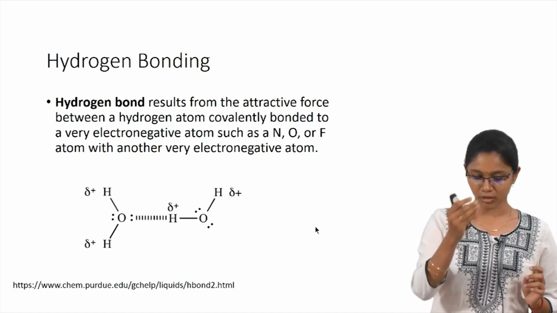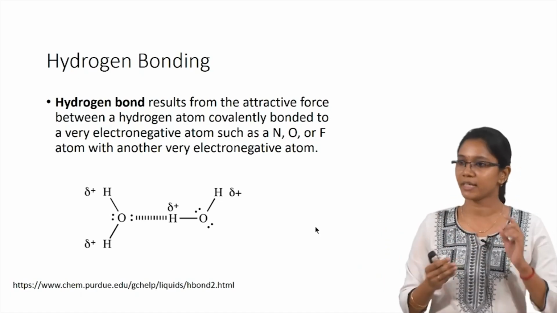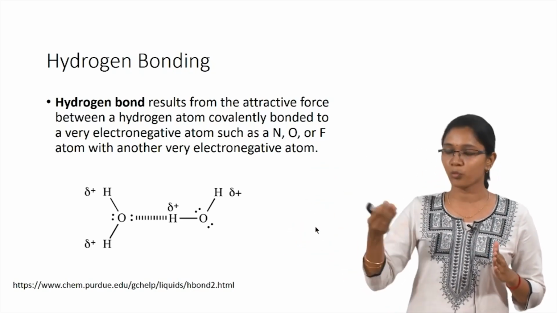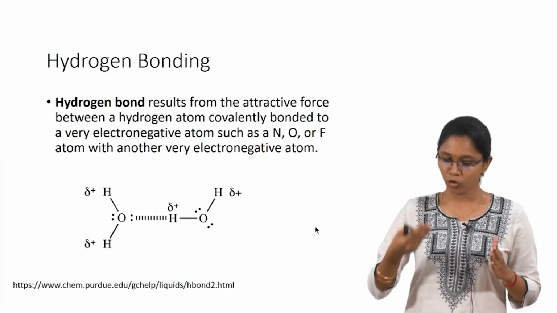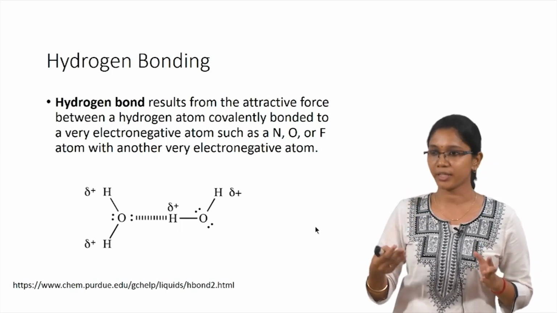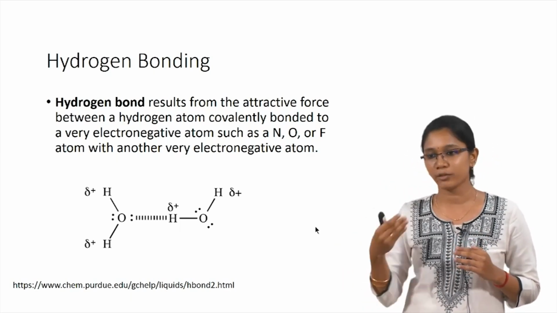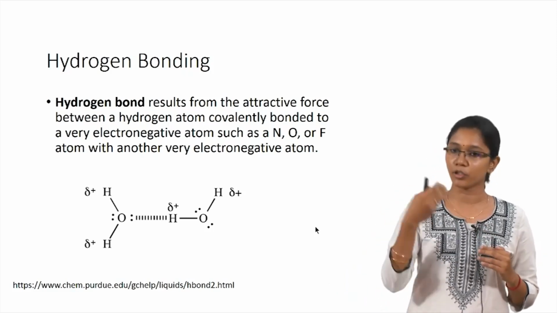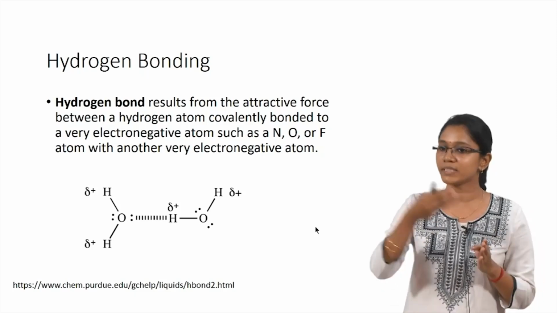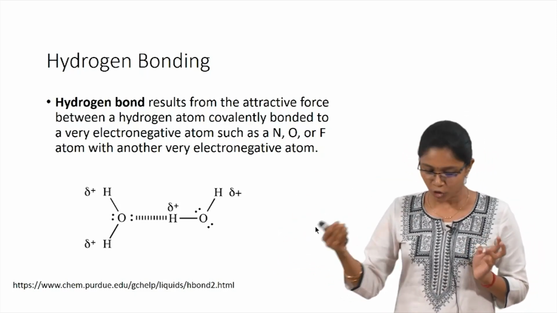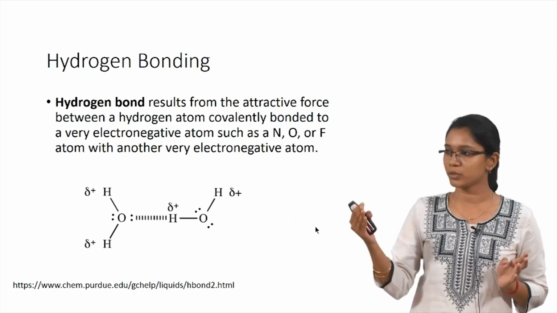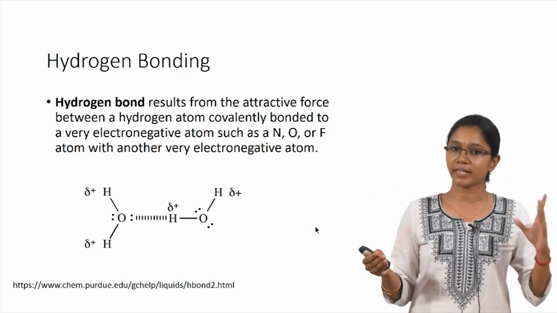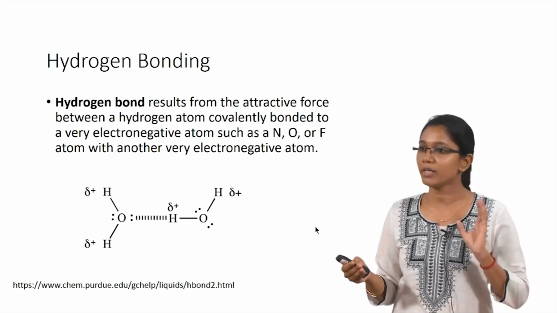There is the oxygen which has a lone pair of electrons. That is the highly electronegative atom, and then you have a hydrogen which has a partial positive charge. In any hydrogen bonding, you need to identify what is the hydrogen bond donor and what is the hydrogen bond acceptor. The hydrogen bond donor is always the hydrogen which is linked to the electronegative atom. In this case, the right-hand hydrogen is your hydrogen bond donor, whereas the electronegative atom is your hydrogen bond acceptor.